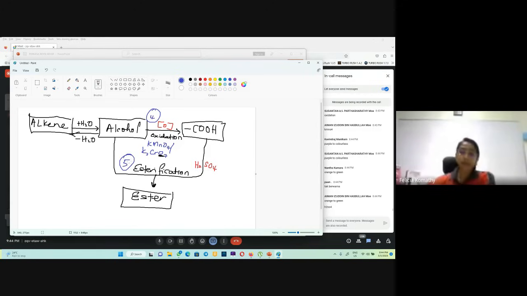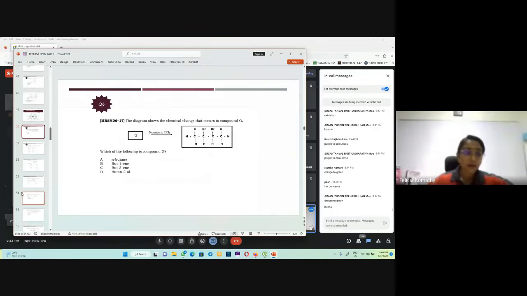Please concentrate on these 5 reactions, their conditions and the products formed, and you should be able to write the equations. These are the things you have to focus on. And kindly please focus on dehydration, hydration and also esterification. Dehydration and esterification procedures are important.